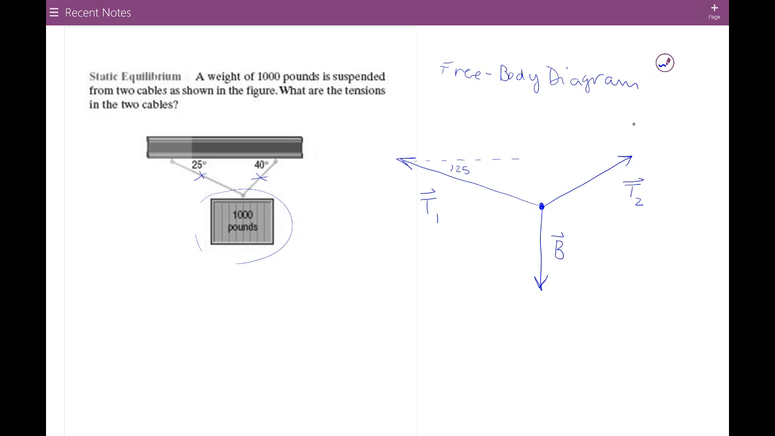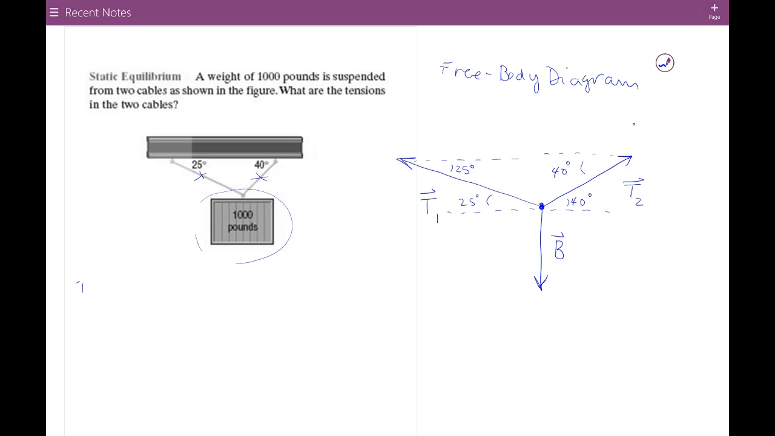So there's gravity pulling downward, one cable pulling to the left, and we see that there's an angle of 25 degrees with the horizontal. So we know that this angle will also be 25 degrees. And then the cable on the right has an angle of 40 degrees with the horizontal, so we know this angle will also be 40 degrees.